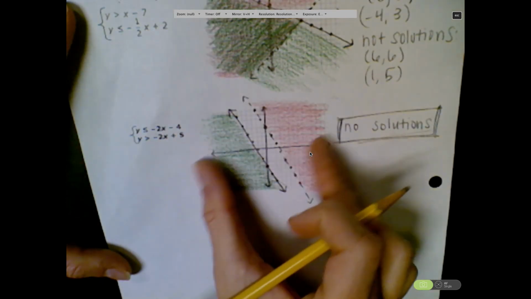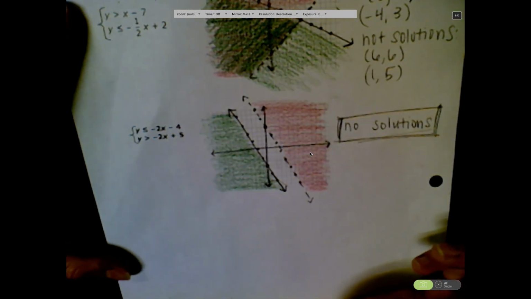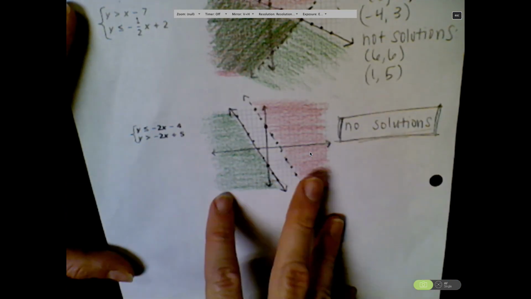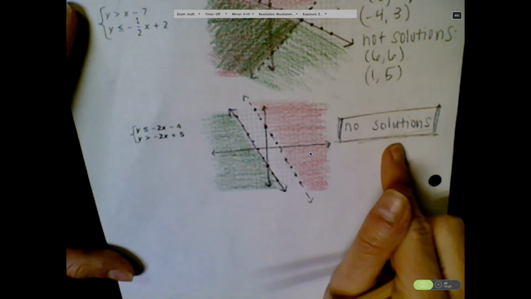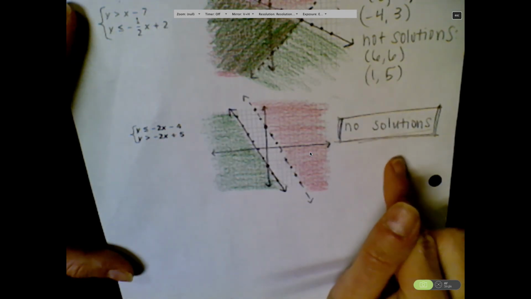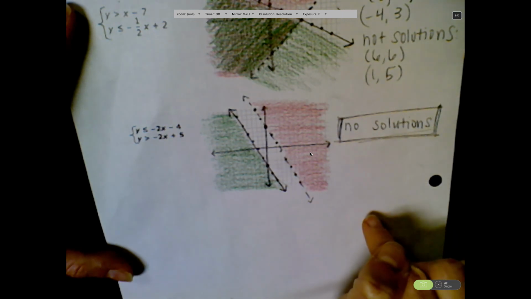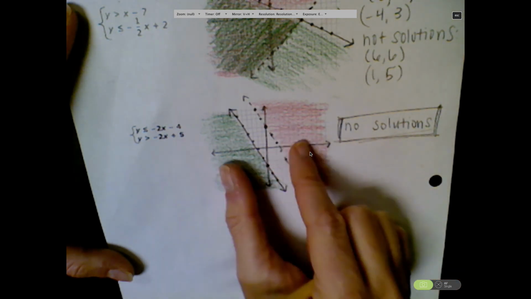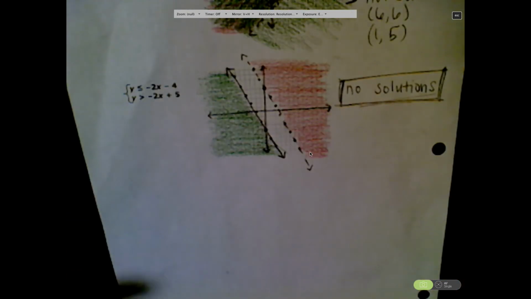When you go to shade them, what do you notice about the shading in this last example? They don't overlap. The only time it's possible for them to not overlap is when you have parallel lines. If that happens, the answer is no solutions. Now, that won't always happen just because they're parallel. You can have parallel lines that do have solutions, but sometimes parallel lines will not overlap so that there'll be no solutions.